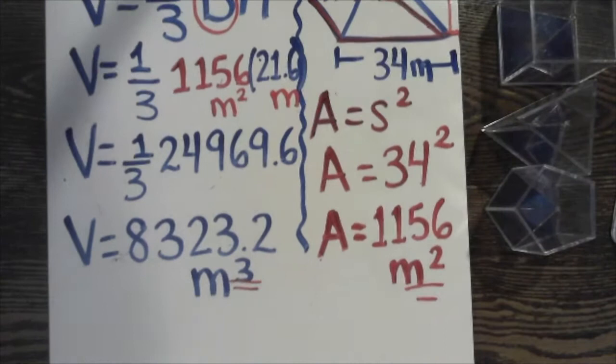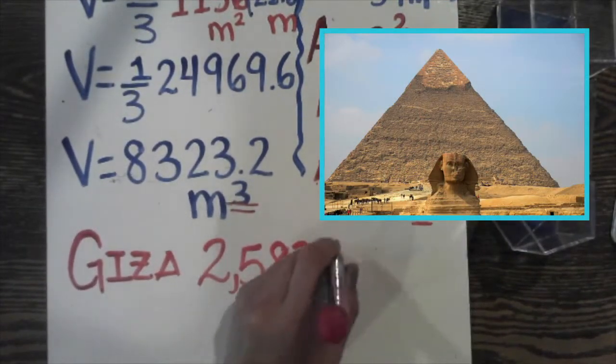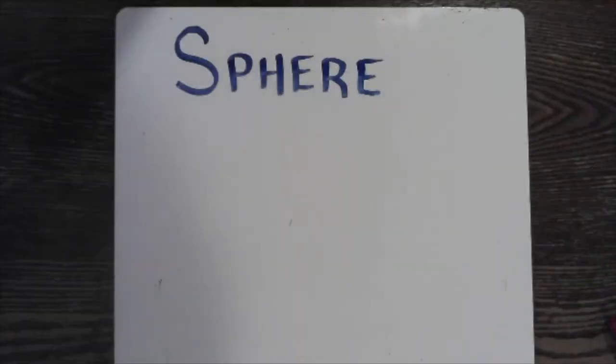This pyramid is based on the real Pyramid of Giza, which is a lot larger, 2,583,283 cubic meters.